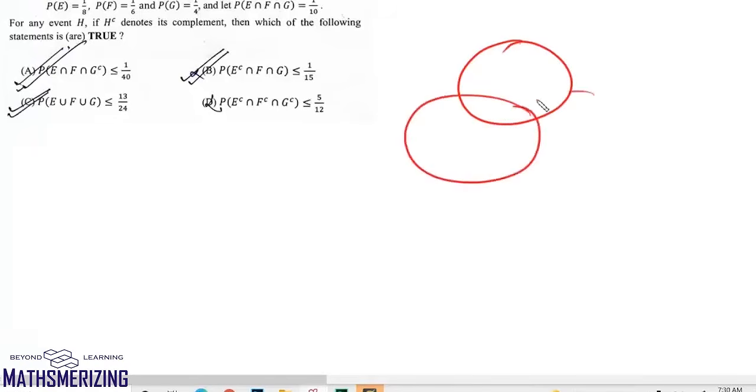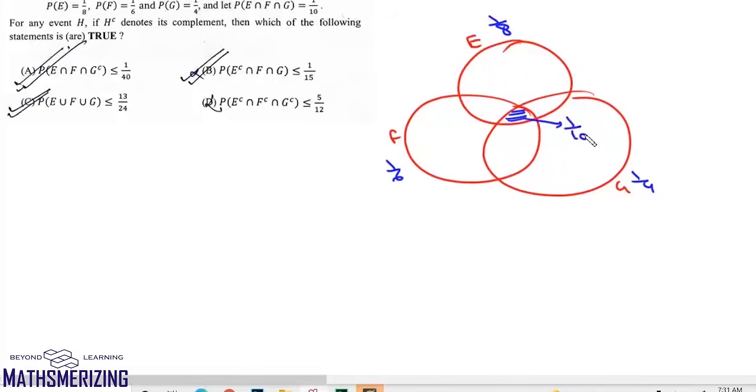Now here the question is, let E, F and G be 3 events having probabilities 1 by 8, 1 by 6 and 1 by 4 and their intersection is 1 by 10. Then which of the following is correct? So we have 3 events E, F and G. So let this be E, this is F and let this be G. Now it is given that probability of E is 1 by 8, probability of F is 1 by 6 and probability of G is 1 by 4 and their intersection it is given as 1 by 10. Then which of the following is correct?